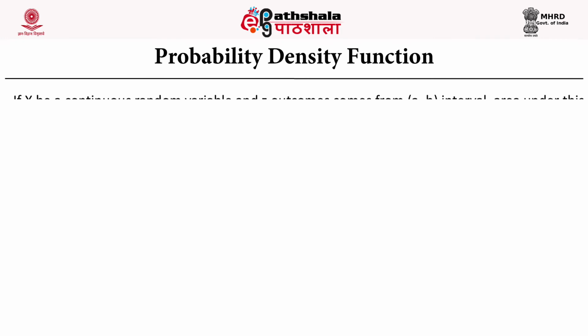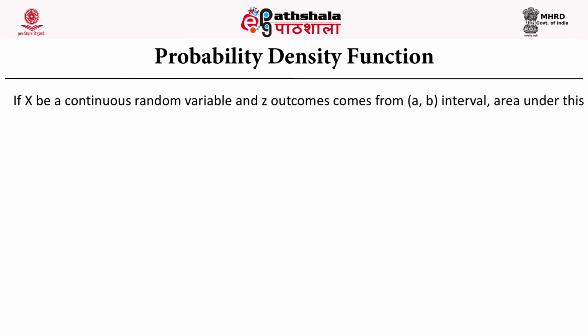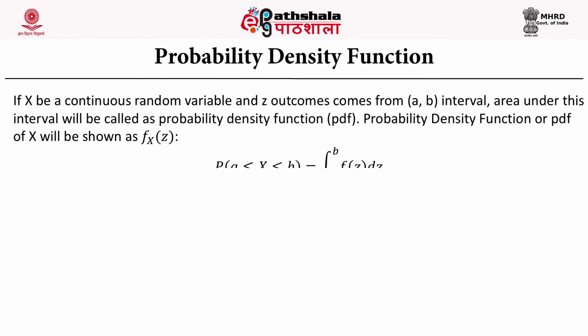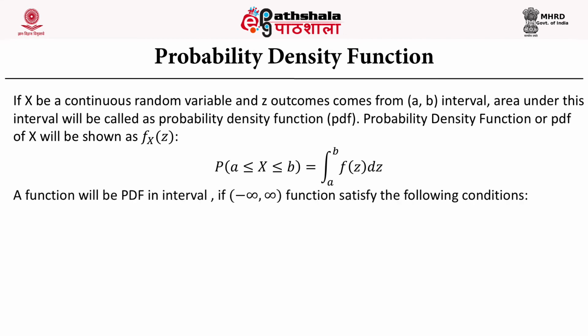Now coming to the continuous random variable, the probability distribution function is called the probability density function. If X is a continuous random variable and its outcomes come from an interval [a, b], the area under this interval is given by the probability density function. The PDF of X is given as f subscript X of z, and the probability that X lies between a and b is equal to the integration from a to b of f(z) dz. A function will be a PDF on the interval if it takes values from minus infinity to infinity.